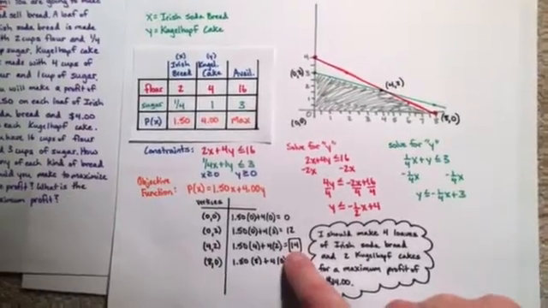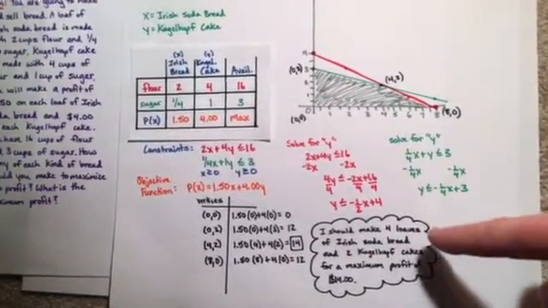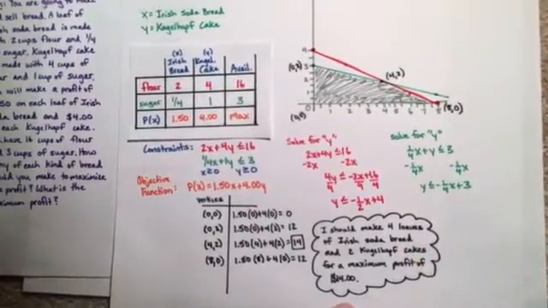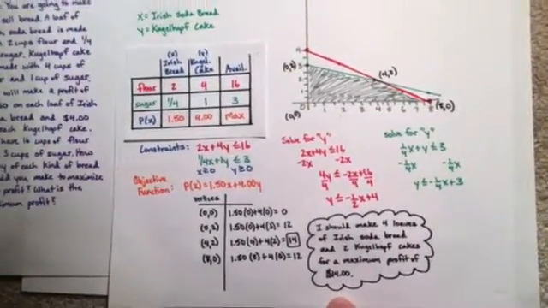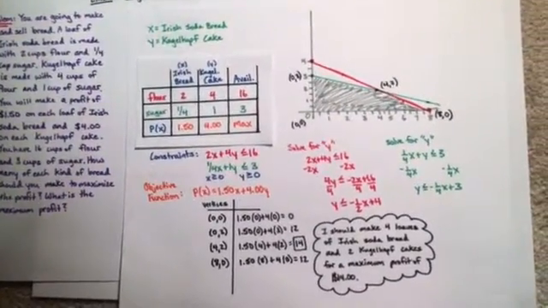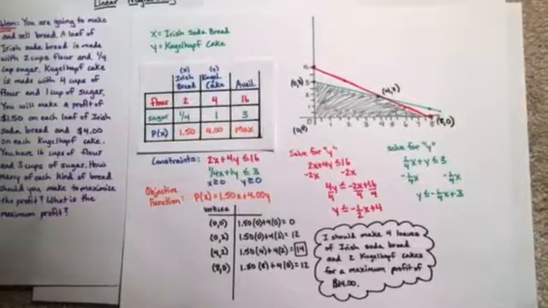So I can tell that I should make 4 loaves of Irish soda bread and 2 Kugelhof cakes for a maximum profit of $14. So this is my problem on linear programming from start to finish. I hope you have enjoyed and you can now earn some extra credit on your first test.